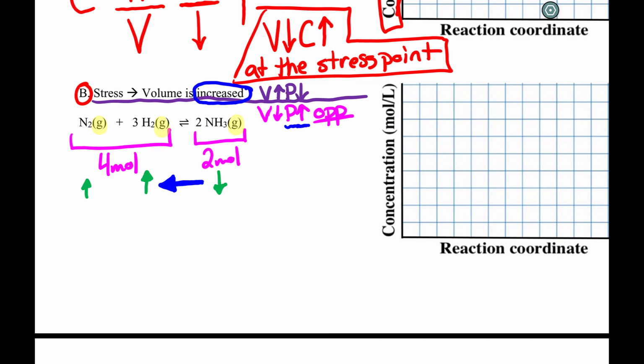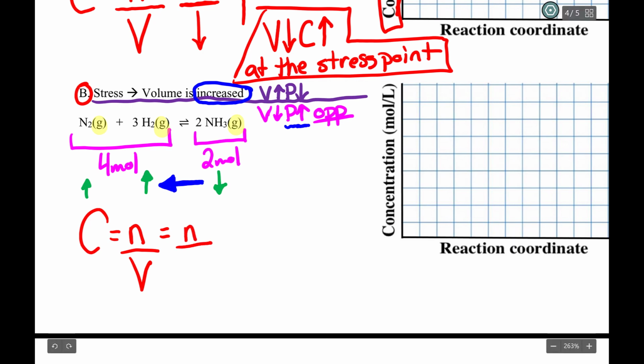The next thing we should do is look at what would happen at the stress point on a graph. Well, concentration is equal to moles over volume. If at the stress point we haven't shifted yet, it's just instantaneously, our moles are going to be constant. What happens to the volume? Well, the volume has increased. So what's going to happen if my denominator becomes a bigger number? If your denominator becomes bigger, your value overall goes down.